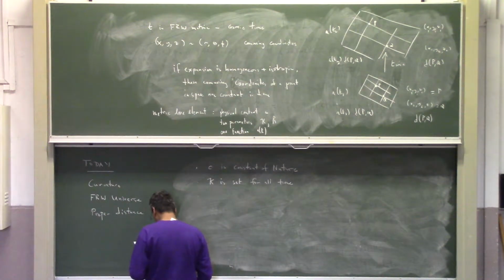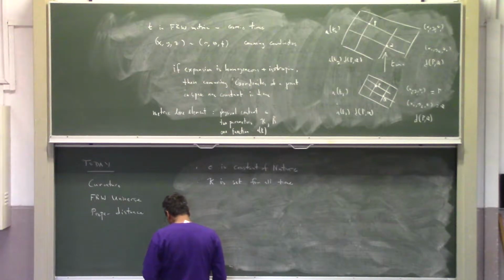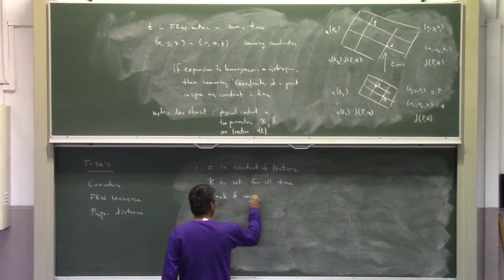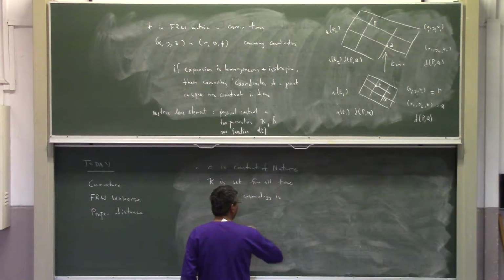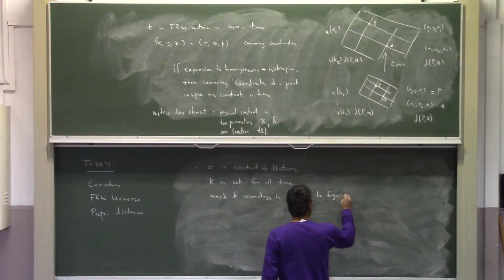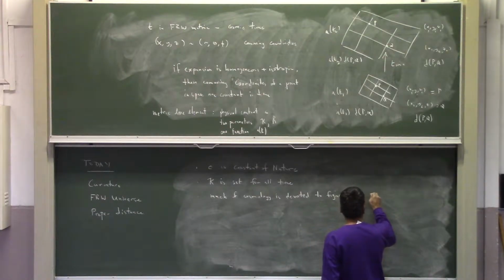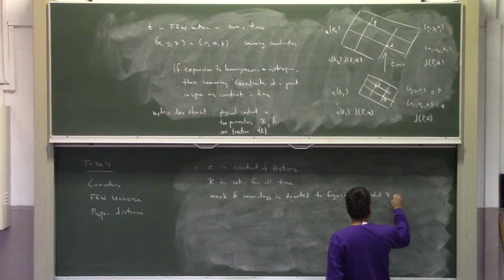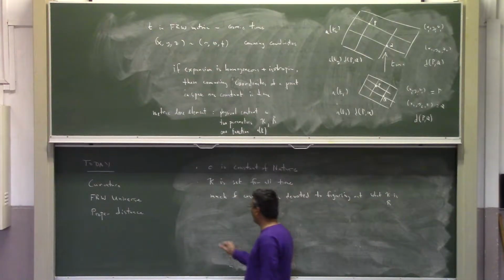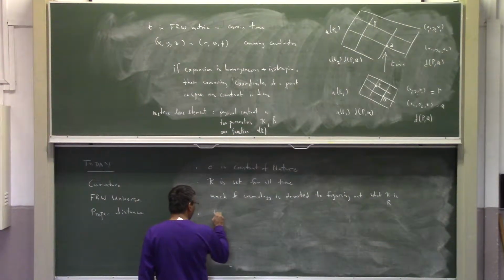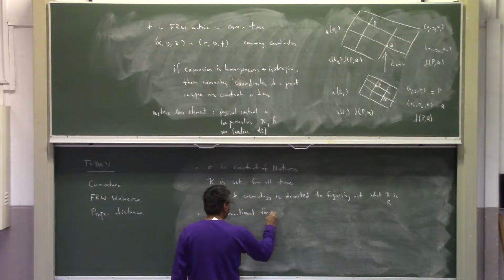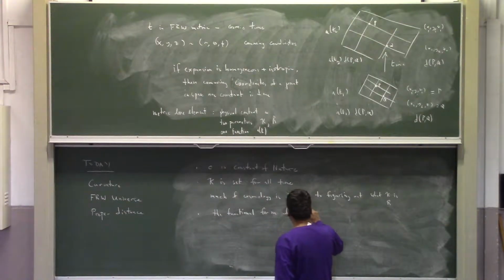Okay, so then we have, so much of cosmology is devoted to figuring out what kappa is. And if kappa is non-zero, what R is. And then we're interested in the functional form of the scale factor A of t.